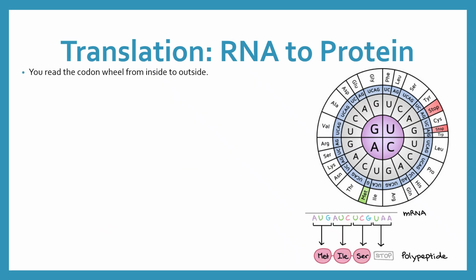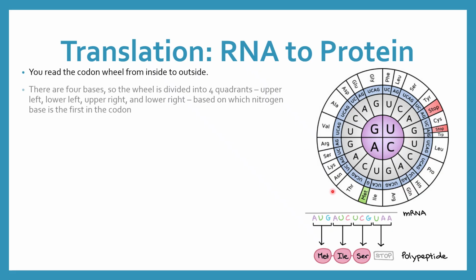So let's talk about how you read this codon wheel now. You're going to read it from the inside going out. And we separate it into 4 quadrants for the 4 different bases. So the first way to look at it is you have the vertical line here and the horizontal line here that separate it into a G section, a U section, a C section, and an A section. So the 4 different quadrants. And it all depends on which base is first in your code.